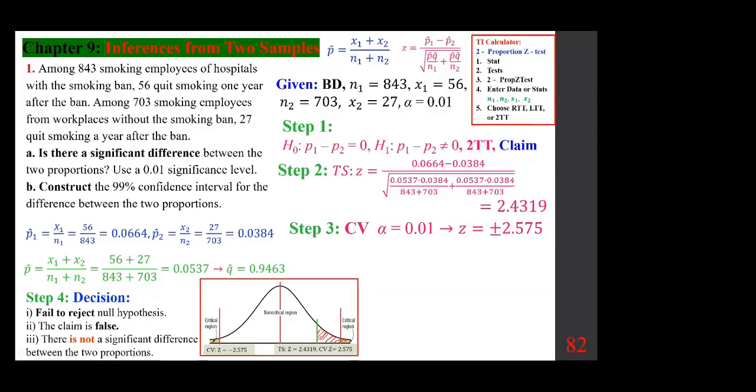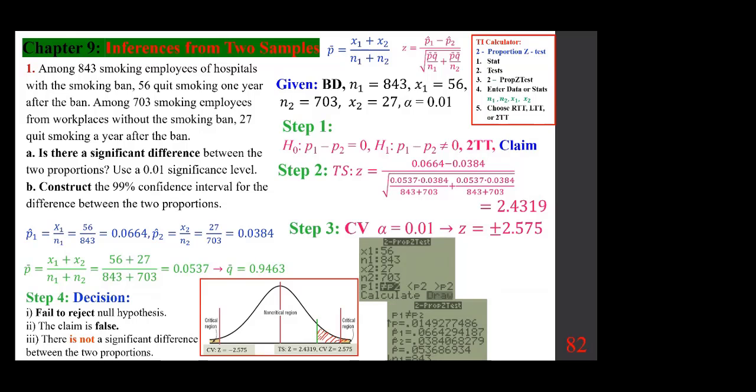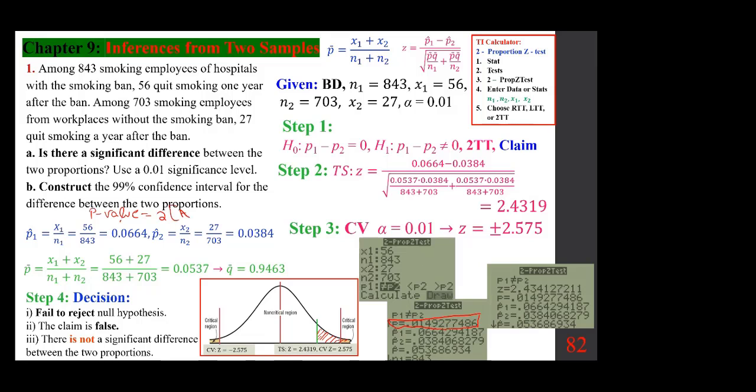So if you use some sort of technology such as a TI calculator, you plug in the information as it is mentioned here, and it calculates the p here. So what is the p-value? The p-value, I'm going to try to write it here. P-value is equal to 2 times the area to the right of a test statistic, z equals 2.4319.